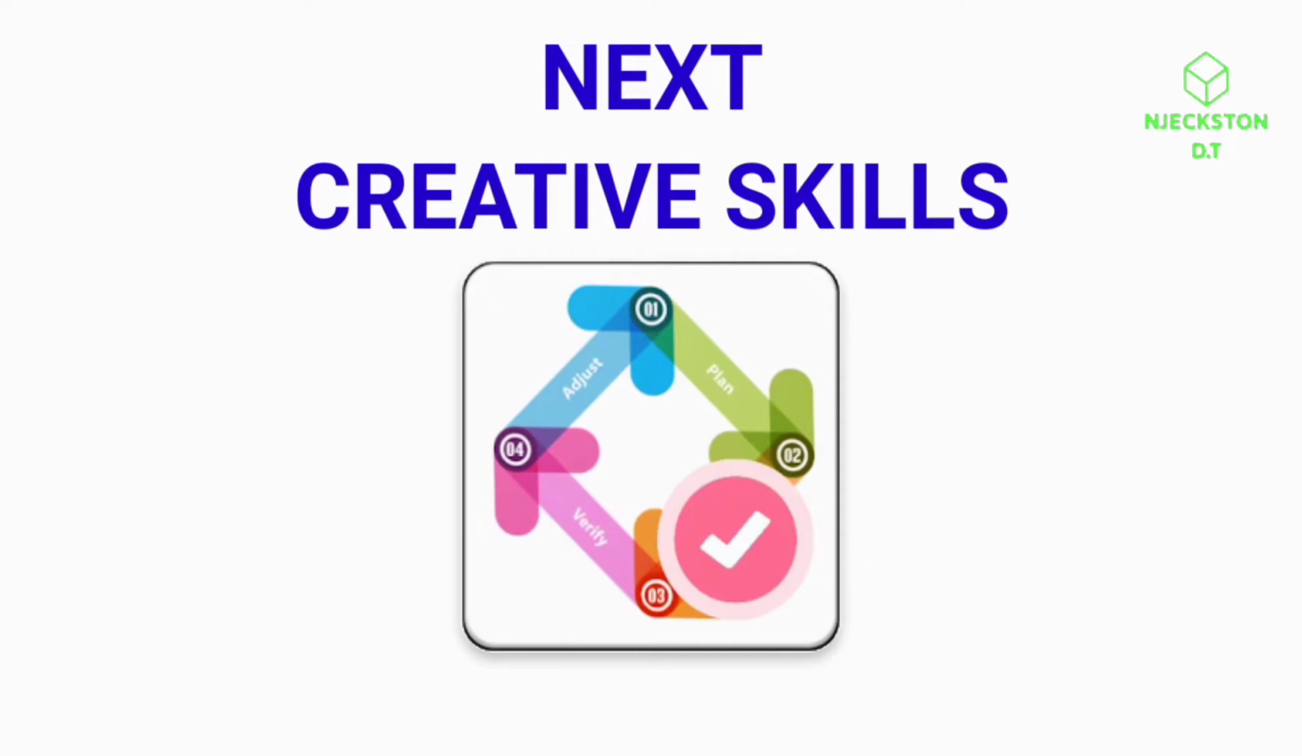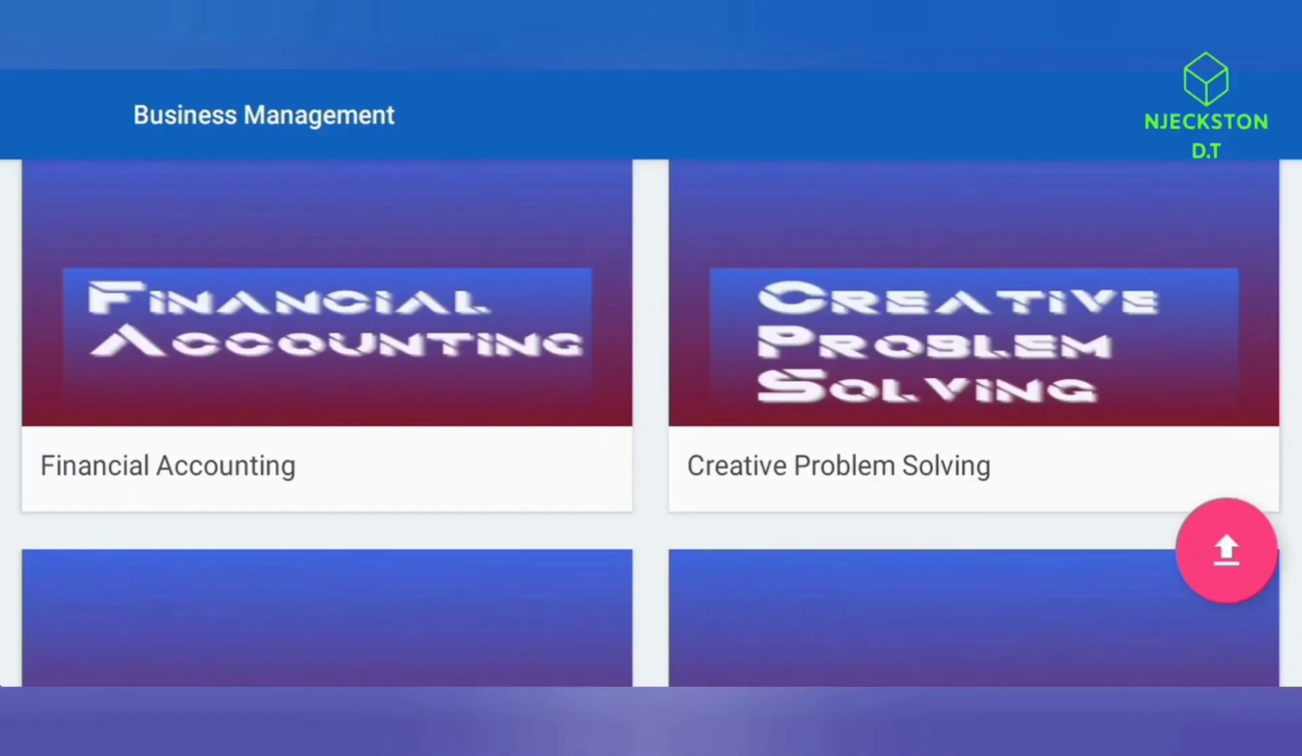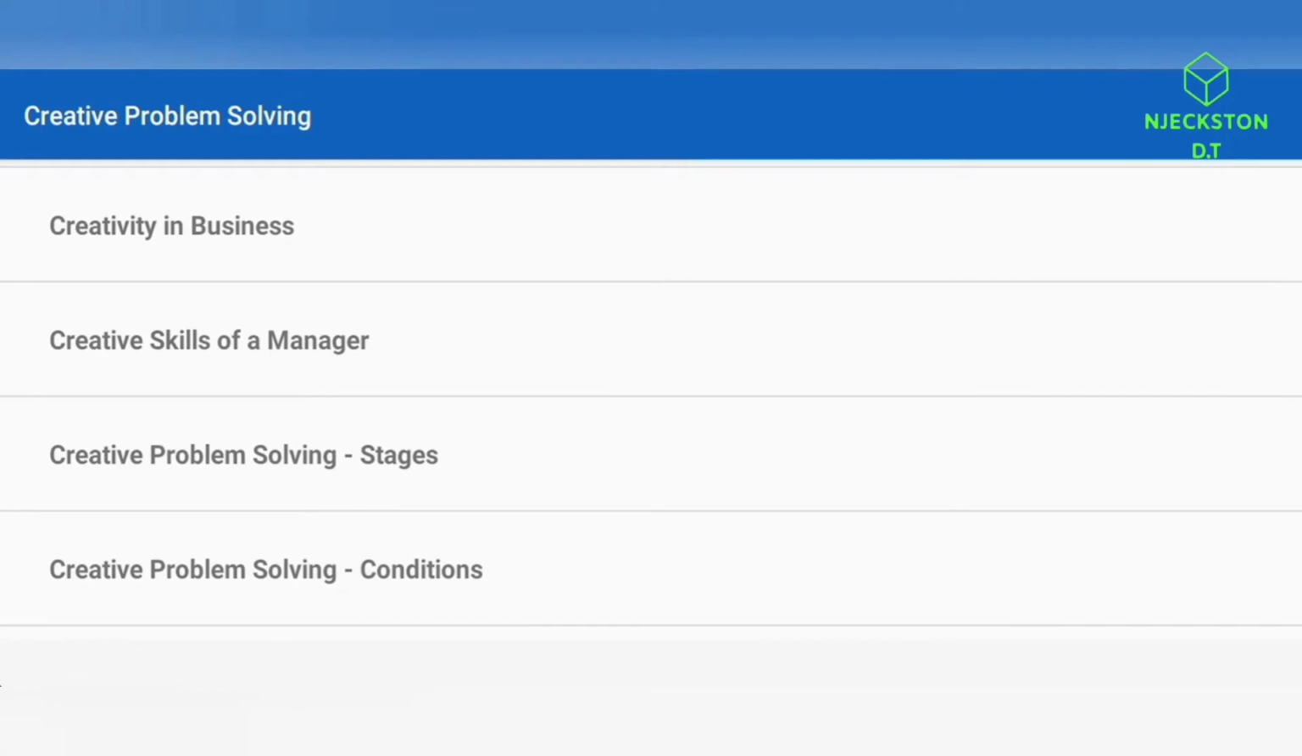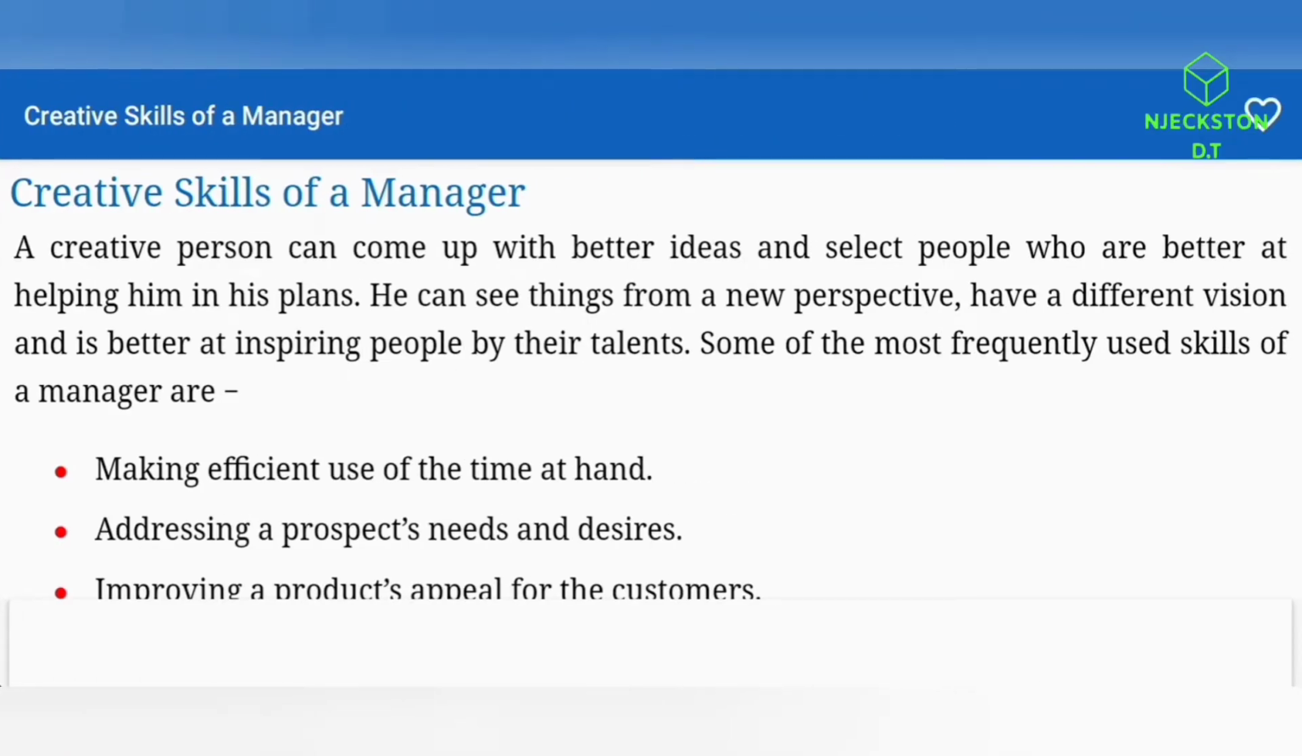So guys, the next thing we are going to be looking at in this app is known as creative skills of a manager. So we're going to go to this topic here, operating problem solving. When we click on this topic, we scroll down right now, and here we're going to see creative skills of a manager. So we click on it. It says a creative person can come up with a better idea and select people who are better at helping him or her achieve his or her plans.